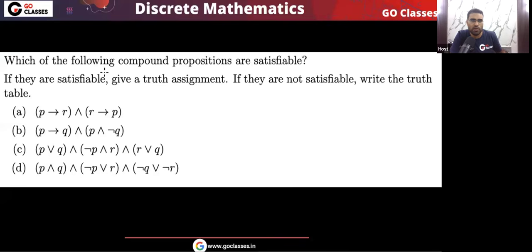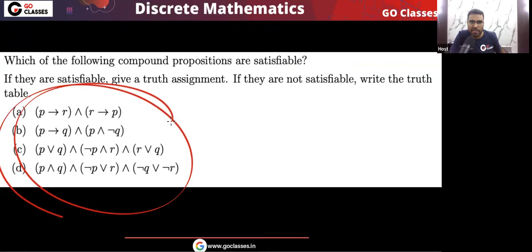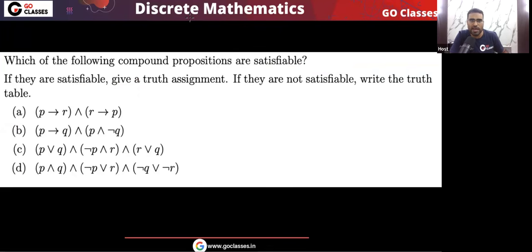Now let's solve this question. Which of the following compound propositions are satisfiable? Do you know the definition of satisfiable? Satisfiable means at least one time true. Is there any case where it is true? Can you make it true? Is there a way to make it true?